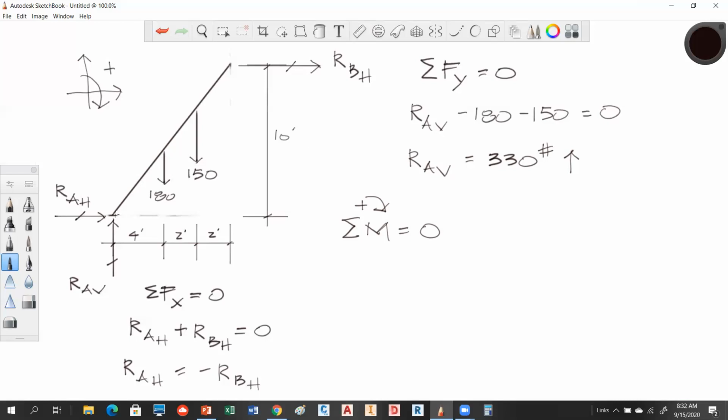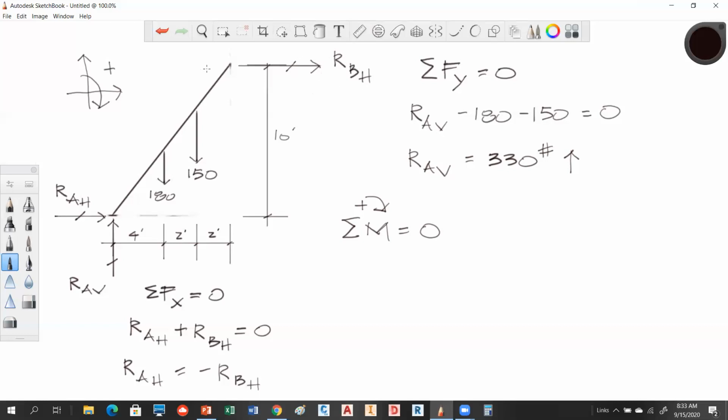Why is that smart right there? That's where the pin is? Yep. And also, look, this guy's line of action is coming through the pin, so is his. So those two are gone. So what I'm going to be left with is this moment and that moment and that moment. And that'll solve because I'll have this guy here.